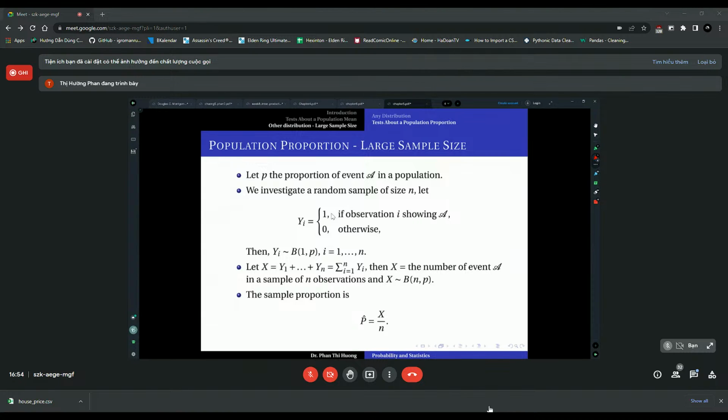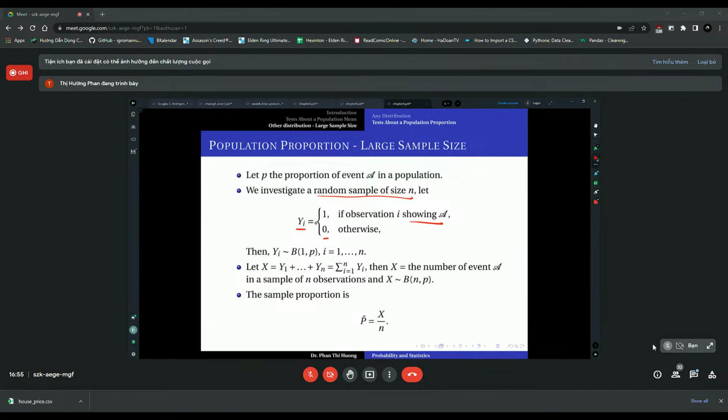So in this case, we also have a random sample of size n, and each random variable yi only takes two values, 1 or 0. 1 if observation i shows event A, and otherwise 0. It just means that I count the number of observations showing our event of interest. I count how many students in the sample of 100 students are taller than 158. Yes I indicate by 1, no I indicate by 0.